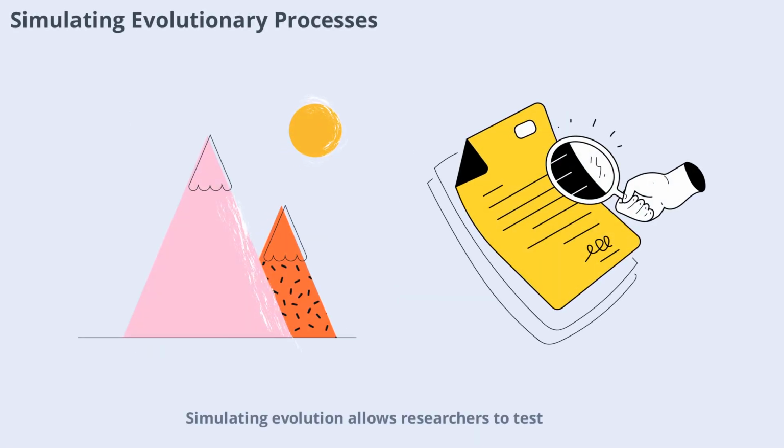Emulating evolution allows researchers to test theories about how species adapt and diversify. Evolutionary algorithms provide a flexible framework for modeling these processes, enabling scientists to explore scenarios that would be impossible or unethical to study in real life. Through simulation, researchers can investigate the effects of mutation rates, selection pressures, and environmental changes on evolutionary outcomes.